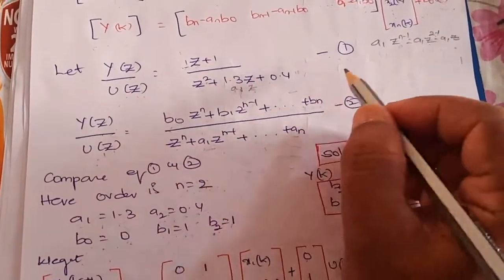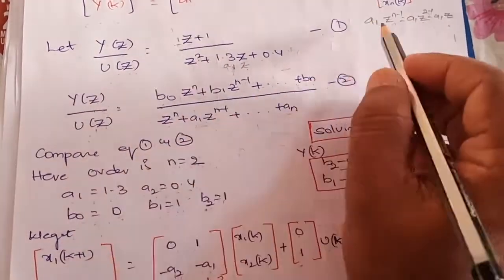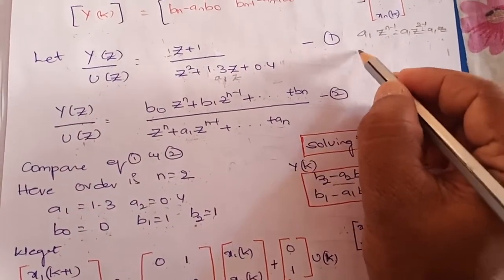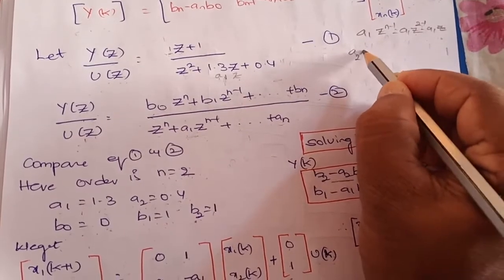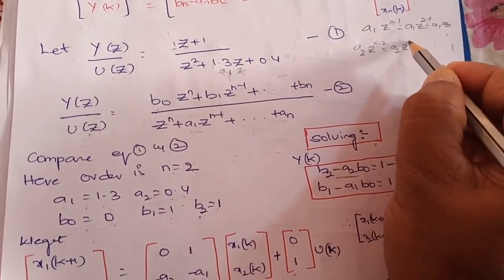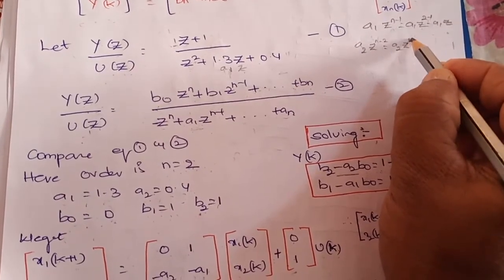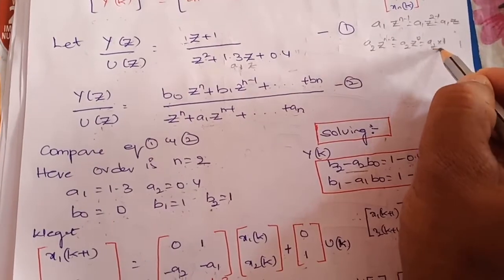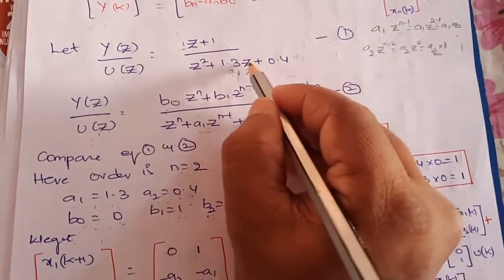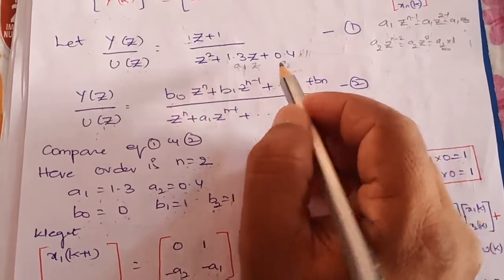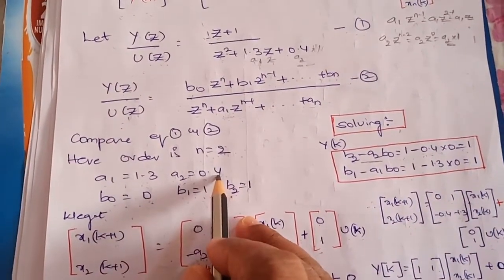Next we have to find a2, because the order is n equals 2, so we have to find a1 and a2. We have found a1. Now we find a2. That is a2 z^(n-2). What is the n value? 2. So 2 minus 2 is 0, and z power 0 is nothing but 1. So it is a2 into 1. Comparing with the given equation, this value is a2. Simply write down the a2 value as 0.4.